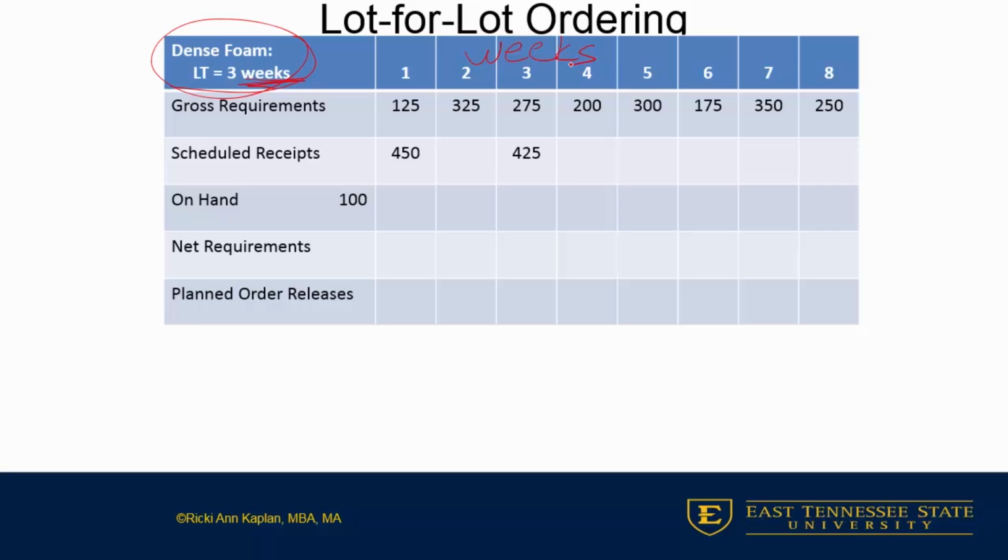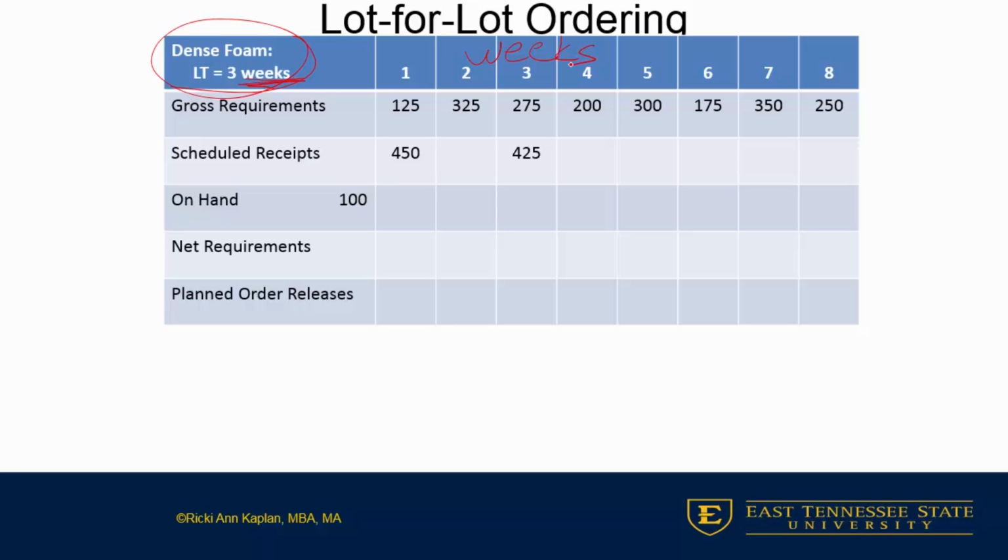Now, we have our gross requirements listed down here on our left-hand side. So for week 1, we need 125 units to be able to produce what we need of this dense foam. We need 325 units in week 2, going on with weeks 4, 5, 6, 7, and 8 listed there. We already have scheduled receipts coming in of 450 units in week 1 and 425 units in week 2. We're looking here at things that are ordered on this last inventory status record report that was run. We put these orders in.